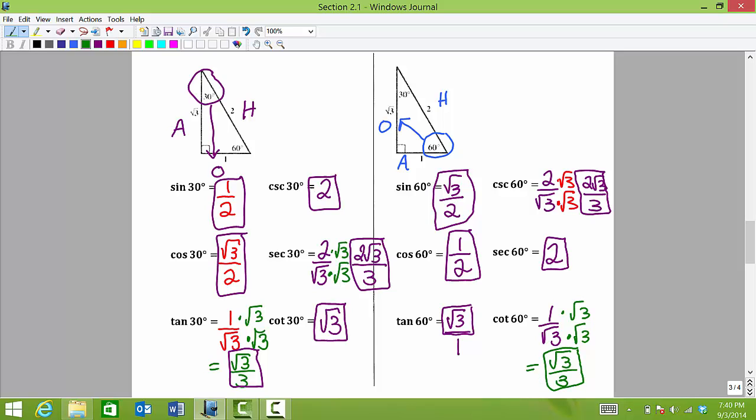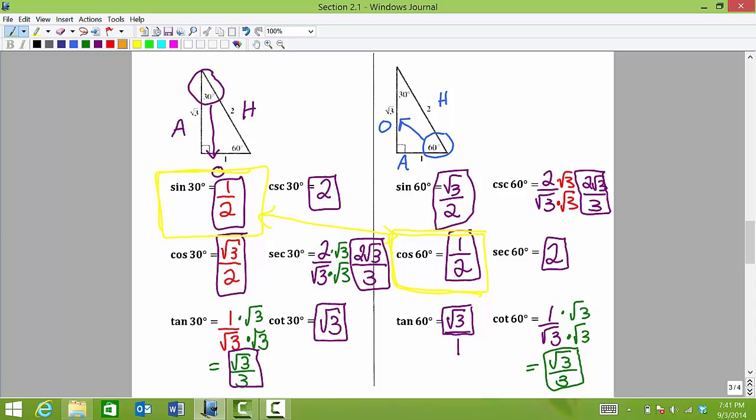Now if we compare these, once again we can see that since we're working with the same right triangle, the cofunctions of these angles are the same. So if I look at sine of 30 degrees, sine of 30 degrees will be the same as the cosine of 60 degrees. These are what we call cofunctions. If we're working within the same right triangle and we're working from the perspective of two separate angles, their cofunction values will be the same.